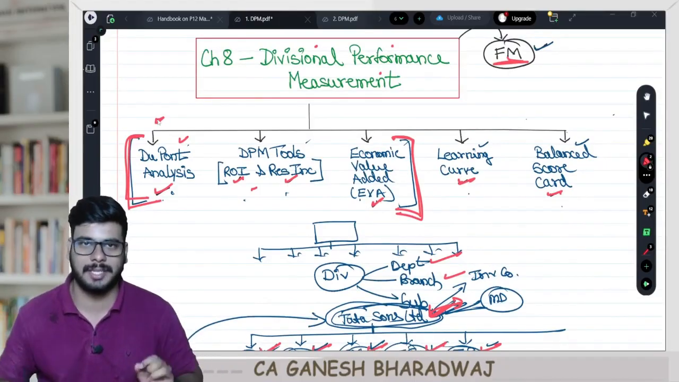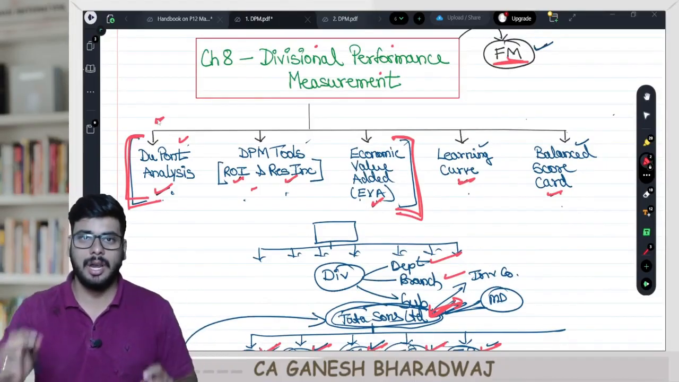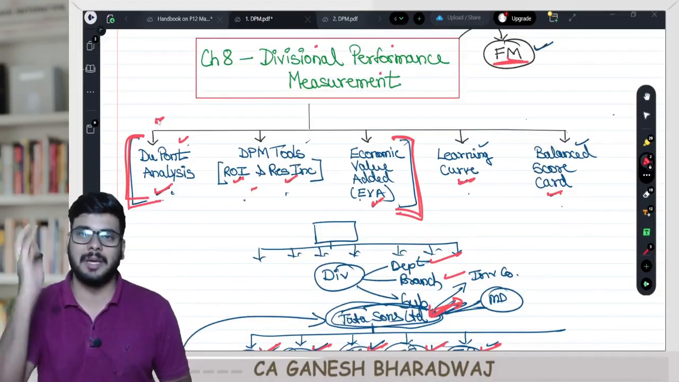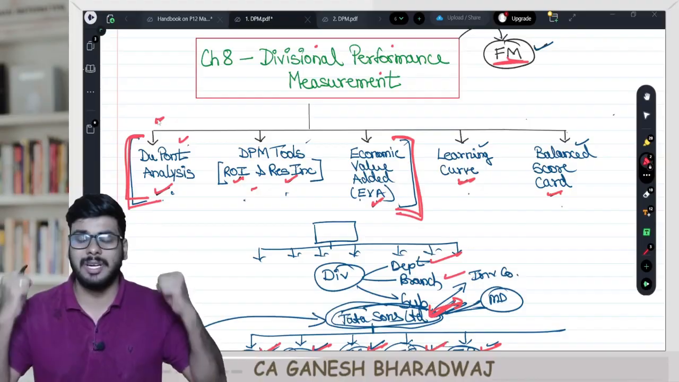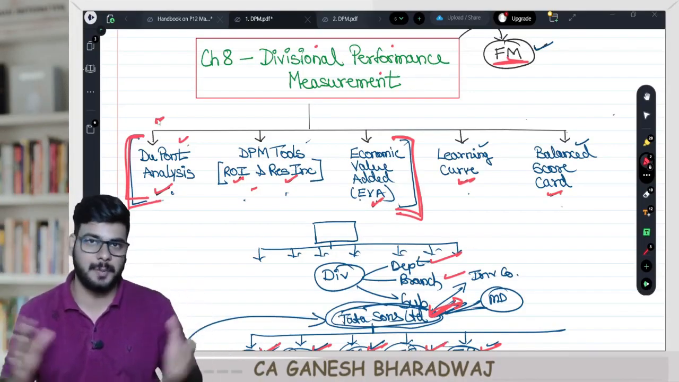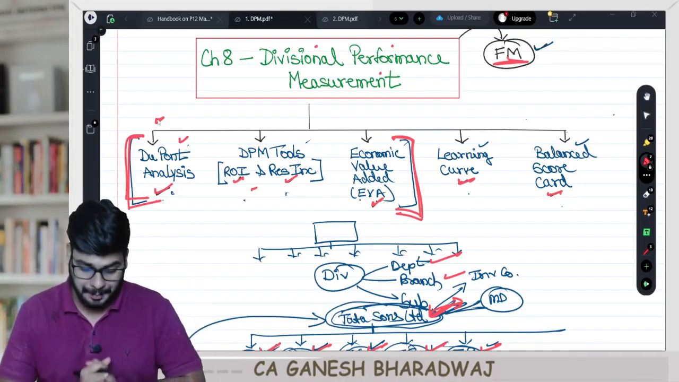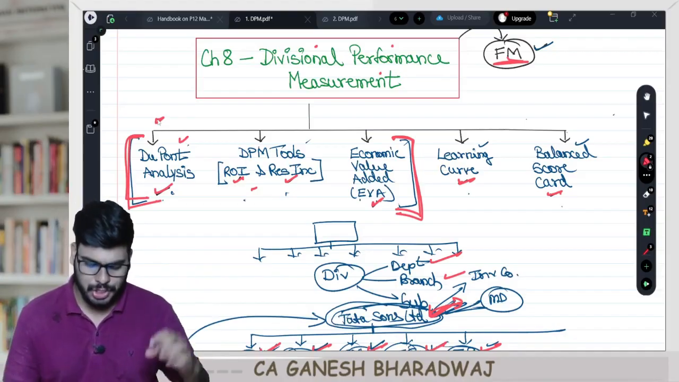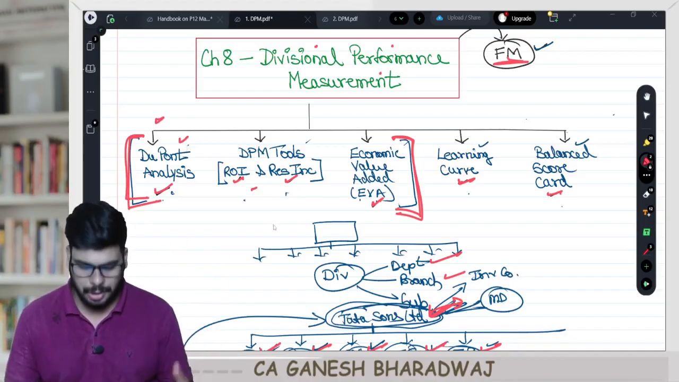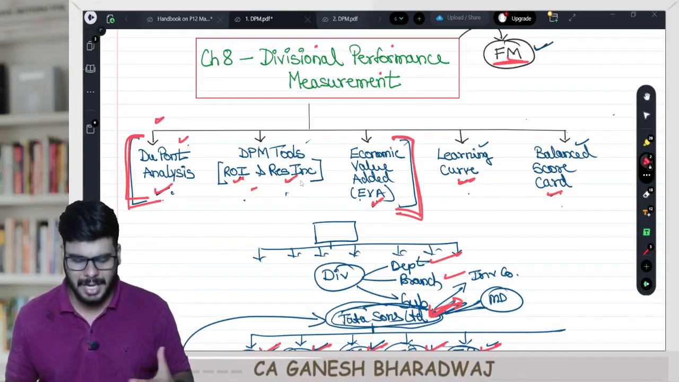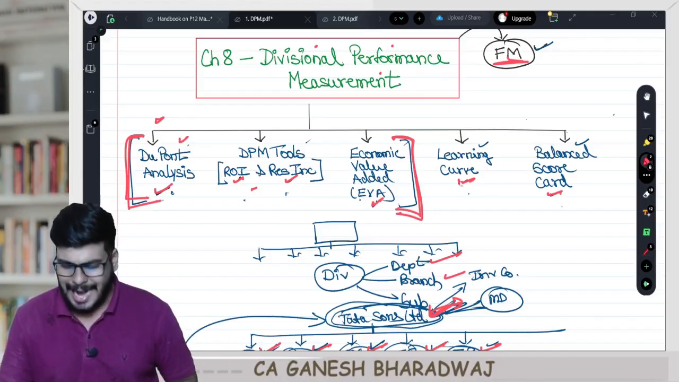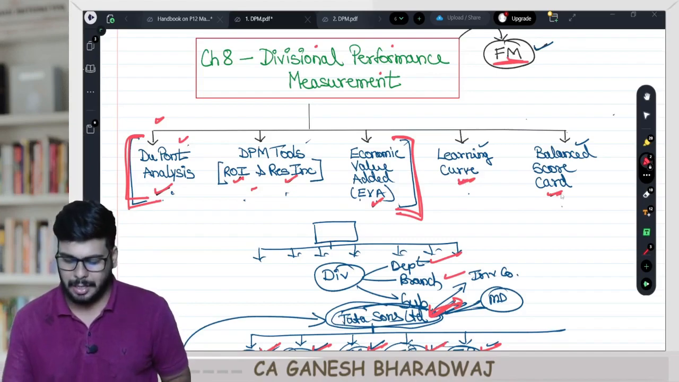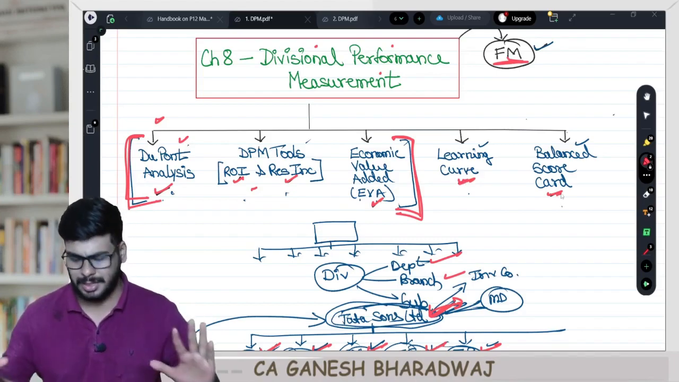This is the context. First, whatever you learn, learn it conceptually and learn the background. Spend a little time. Whatever you learn is going to be the best learning experience for you so that you need not mug up, right? Now, there are certain tools like your Dupont analysis, your return on investment, residual income, EVA. These are predominantly the tools involved in divisional performance measurement. Additionally, you have two more concepts like learning curve and balanced scorecard. Clear with this, guys? Right.